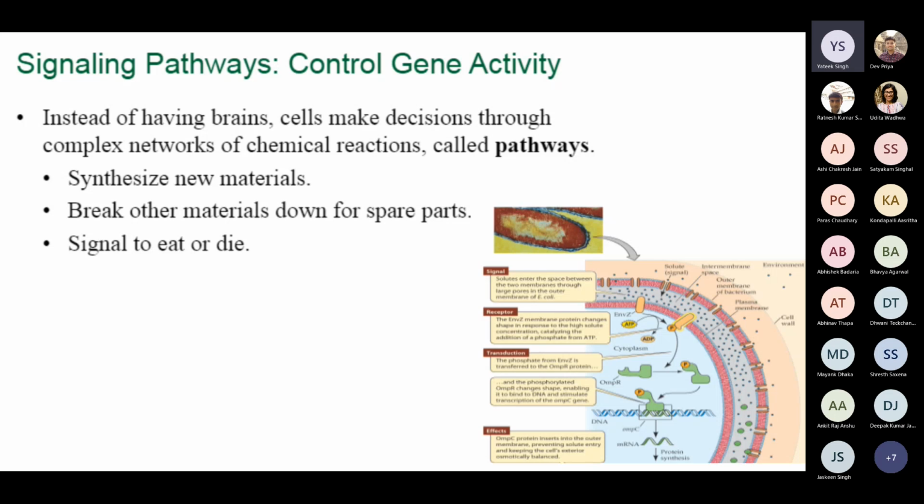You have to break down these membranes. You have to break down these materials at all points of time. So just like a city, you have to recycle things. A cell basically does that. And then there are signals that allow the cell to eat food from the environment. And then there are signals that allow the cell to die, basically pathways.